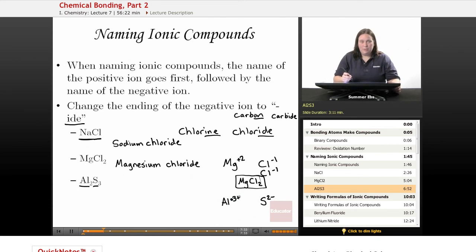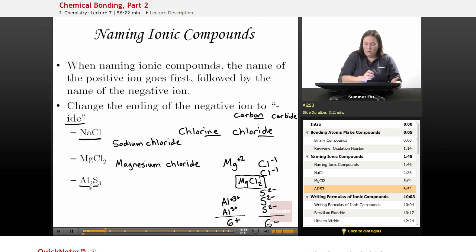So I have aluminum with a 3 plus oxidation number, and I have sulfur with a 2 minus. That just means 3 positive charges and 2 negative charges. And I need to make sure that these are balanced. So I need to know how many aluminums to how many sulfurs will create a balanced compound here. So if I add another aluminum, I get another 3 positive charges. That gives me a total of 6 positive charges. So how many sulfurs with 2 negative charges do I need to get 6 negative charges? Well, the answer there would be 3. 3 sulfurs will give me 6 negative charges to create a balanced compound.